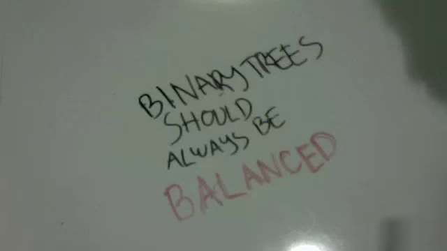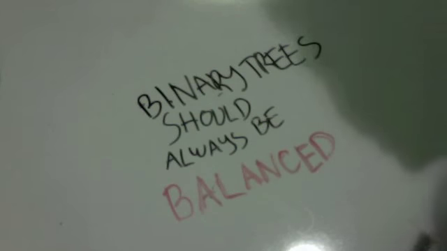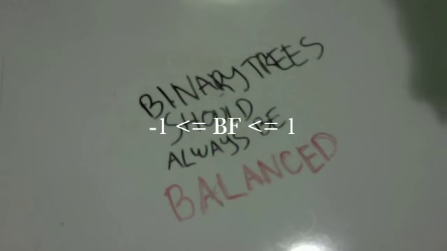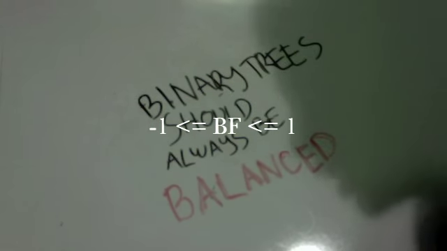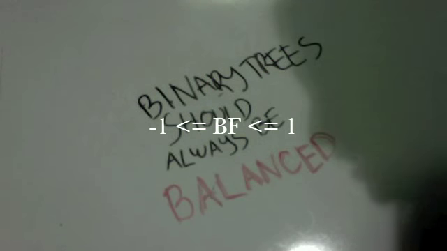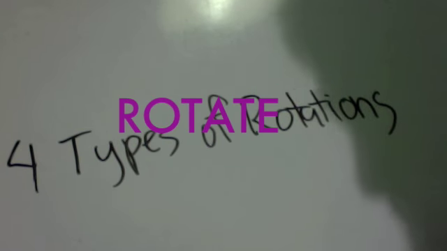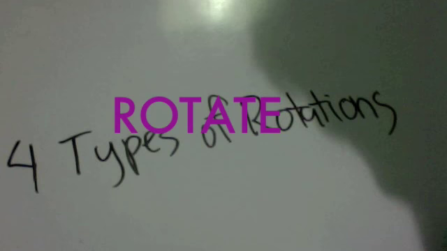Now that you know how to solve for balance factors, you may have been wondering what balance factors are for. Remember that binary trees should always be balanced. Therefore, a binary tree's balance factors should always be greater than or equal to -1 and less than or equal to 1. So what do we do when we have unbalanced binary trees? We rotate them. There are 4 basic types of rotations.